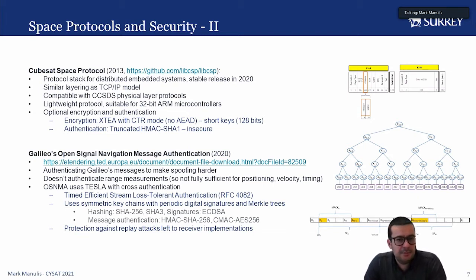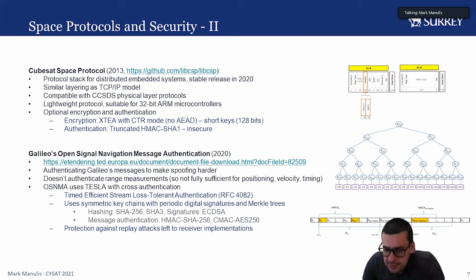It is authenticating the navigation messages. It is not directly authenticated with range measurements, so it's not fully sufficient for positioning, velocity, and timing. However, the protection, for example, against replay attacks is not part of the standard. It is left to receiver implementations, and so some ideas are provided on how to do that.